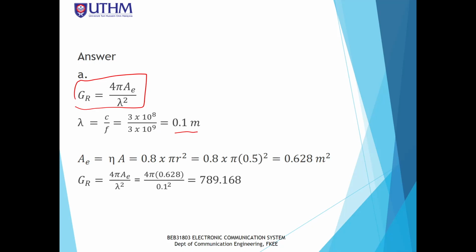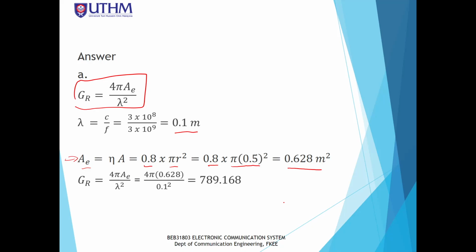Okay, 0.1 meter. Kemudian, kalau dilihat di sini, AE adalah effective area of the antenna. So, dalam kes ini, tak kisah, dia nak cari receiver, that means dia ni merujuk kepada receiver lah. Kedua-dua antena adalah sama, so no problem. So efficiency multiplied with the actual area, so 0.8 multiplied with pi r square, 0.8 multiplied with pi 0.5 square, so we get 0.628 meter square.